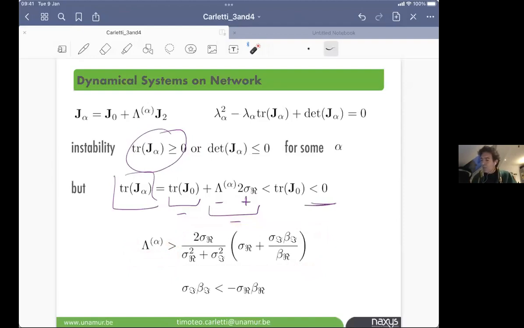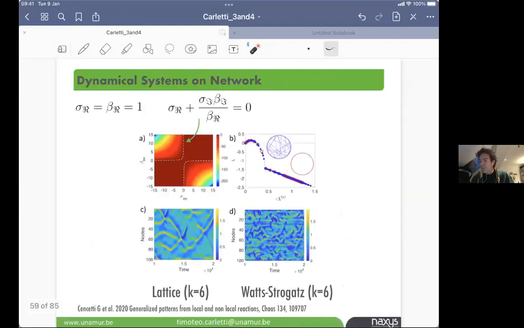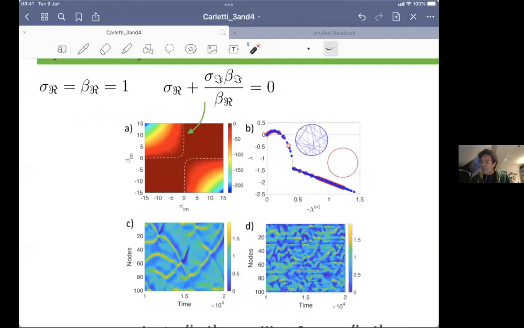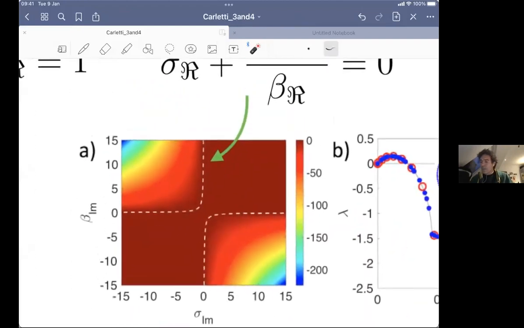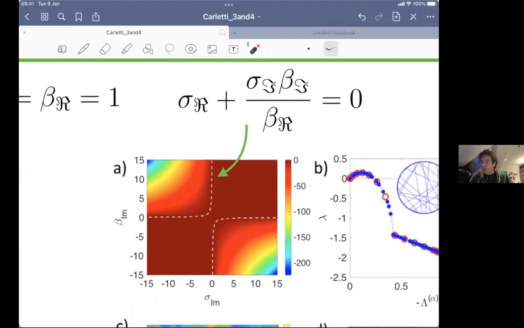Okay, so let me now show you a few examples. I took this example from the paper that I quoted at the beginning of the lecture. And I have on this picture two networks. So first of all, I fix the real part of beta and sigma 1. They should be positive, so I fix them just to 1. And in this, let me magnify. So in this part here, this is the plane, imaginary part of sigma, imaginary part of beta, the only two remaining parameters.